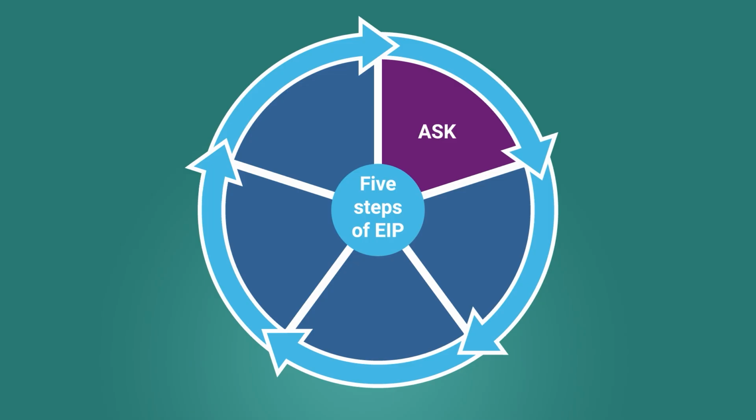We do, and 5 steps of the evidence-informed practice process will help you structure your decision-making when providing care to patients. You need to ask the question, acquire the evidence, appraise the evidence, apply the evidence, and finally assess the outcomes. To ask the question, you need to clearly define it.